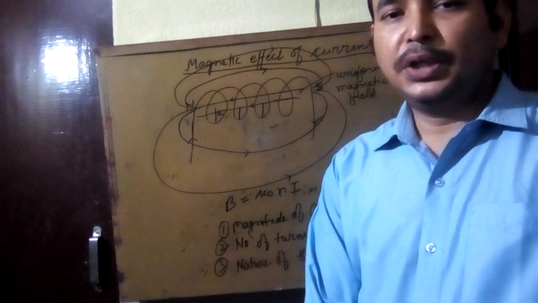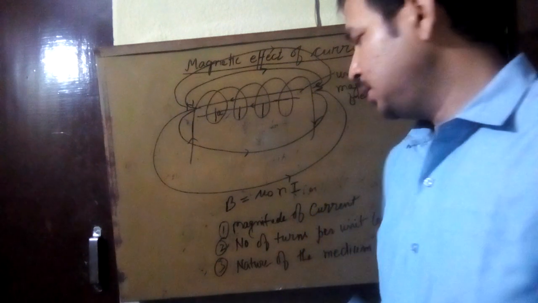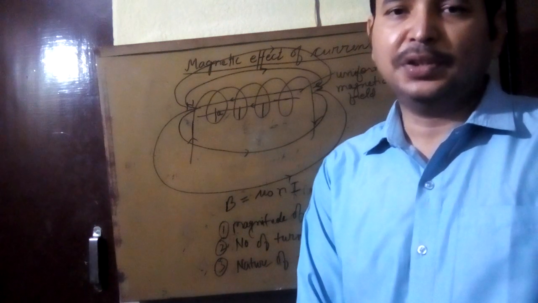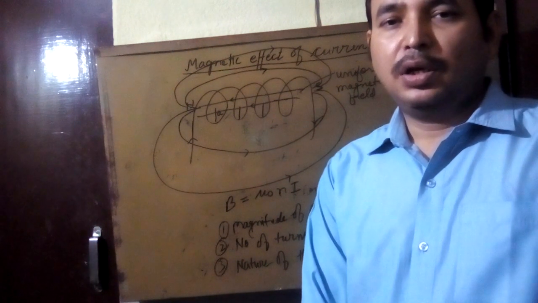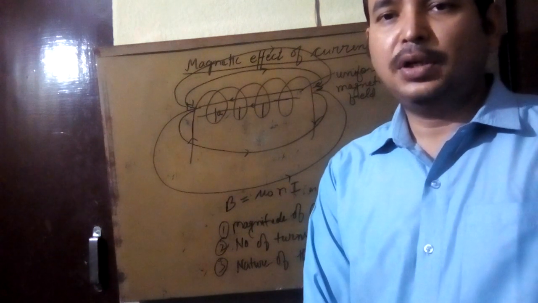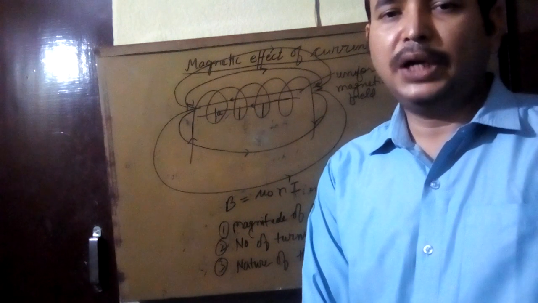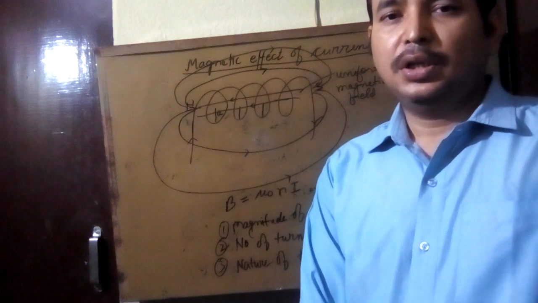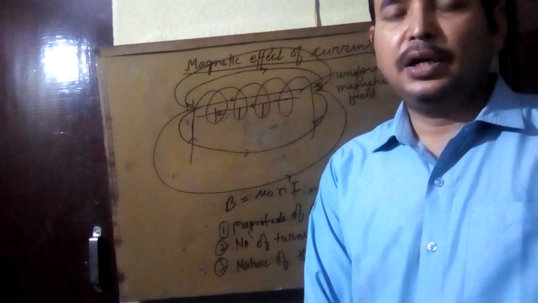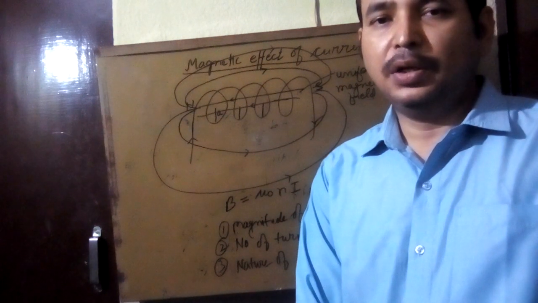So students, you can see that 2 terms are common in all the expressions, that is magnitude of current and nature of the medium. In all the questions you have to write these 2 things at least: that magnitude of magnetic field is directly proportional to magnitude of current, and it depends on nature of the medium.